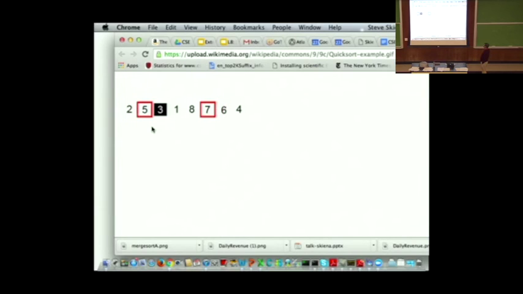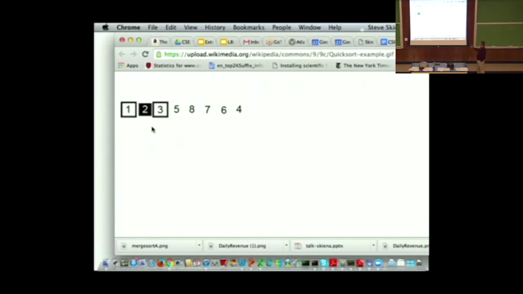Now we move in. Five and seven, well, five is unhappy. Eight is happy. One is unhappy. Let's swap them. Boom, there they go. Now what's cool is that we can independently sort what's to the left of the pivot. Now let's quick sort the left side, and that came easy. Done.